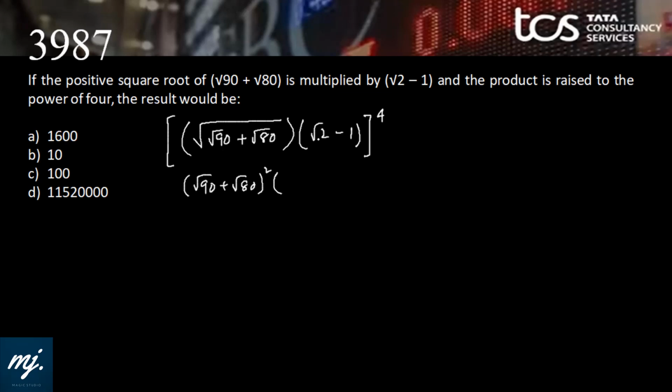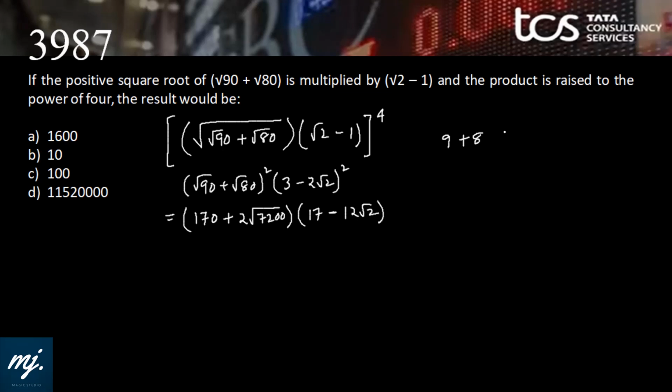So (A minus B) whole square we know is A square plus B square minus 2AB. So 2 plus 1 is 3 minus 2AB would be (2 root 2) whole square. So this will give 90 plus 80, that is 170, plus 2 root over 9 into 8 is 72, 00, into 3 square is 9 plus 2 root 2, 4 into 2 is 8. So 9 plus 8 is 17 minus 3 into 2, 6 into 2 is 12 root 2.